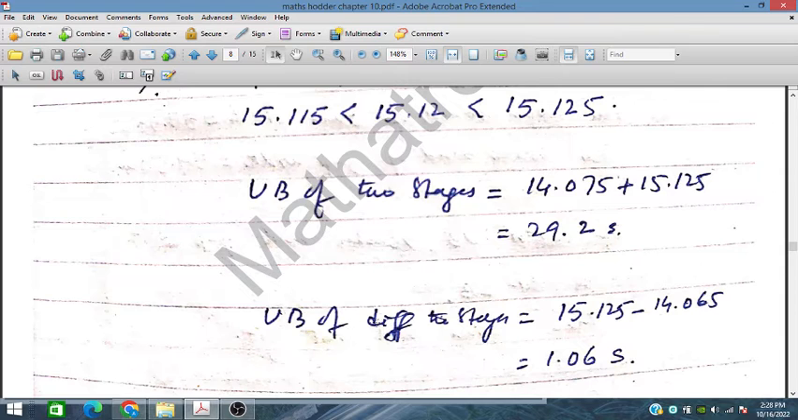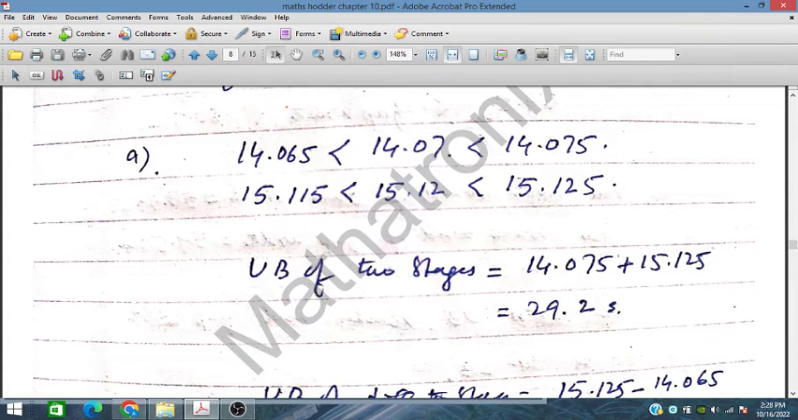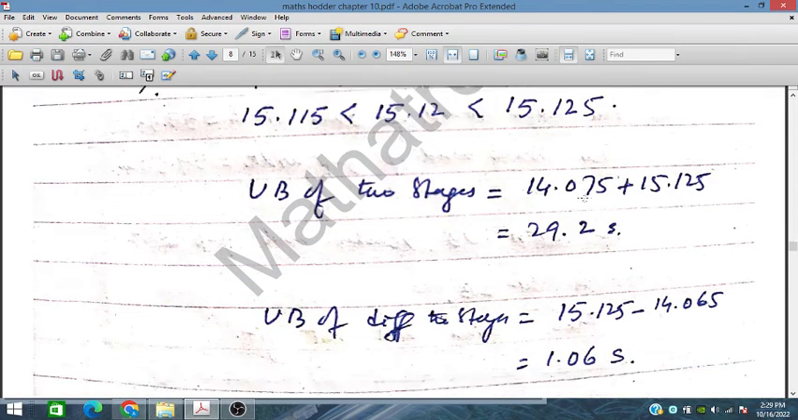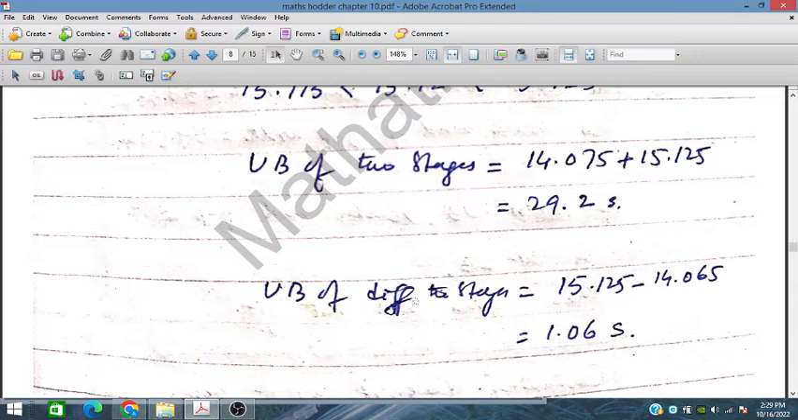No, the upper bound of the difference. So this is the maximum value minus the minimum value. So this is 15.125, and if one relay is reaching the lower bound and the other is reaching the upper bound, the maximum difference would be this. So 15.125 minus 14.065 would be this. This is important.